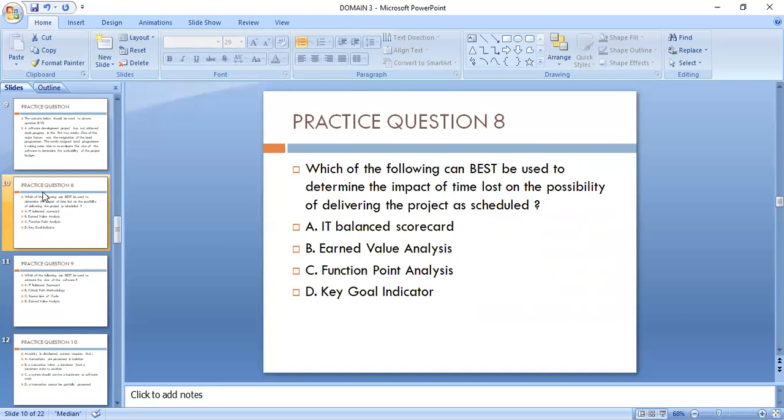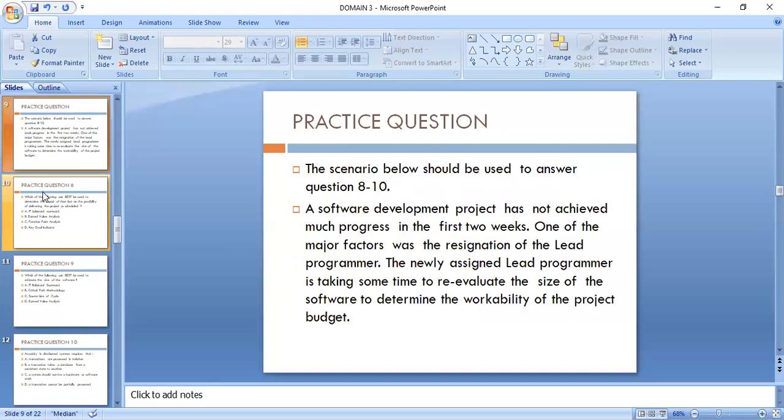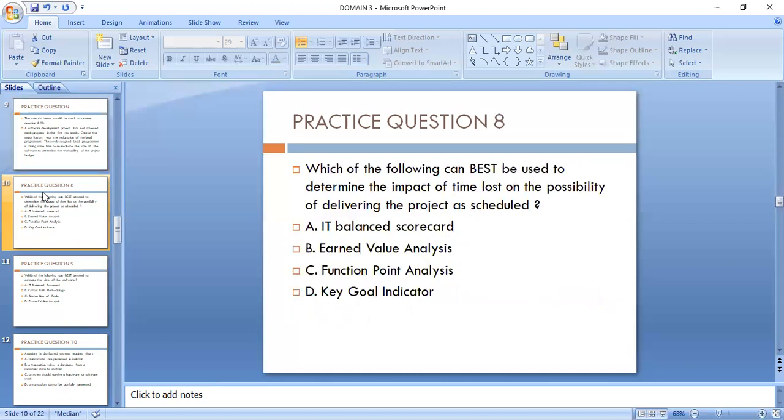Okay. Remember in the scenario they told us that there has been a delay. For the first 2 weeks, they've not done much. How do we know the impact of that loss on the project? Even the newly assigned lead programmer is still taking some time to do some reevaluation. So how do we know the impact of the time loss on the project? IT balanced scorecard is performance measurement. It will not actually accurately tell us the impact of time loss.